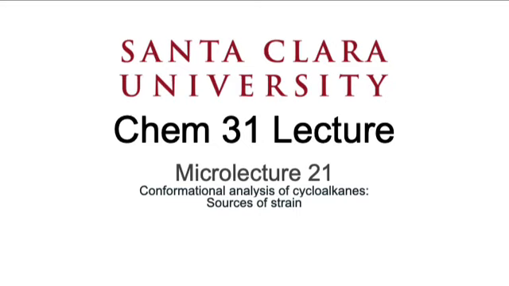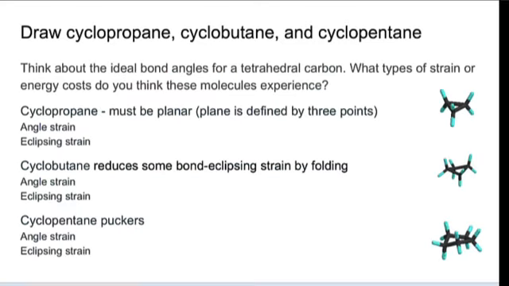Welcome to Microlecture 21, where I will introduce sources of strain in small ring systems. Okay, so we're going to be talking about 3-membered, 4-membered, and 5-membered rings. The first one is a 3-membered ring that would be called cyclopropane.